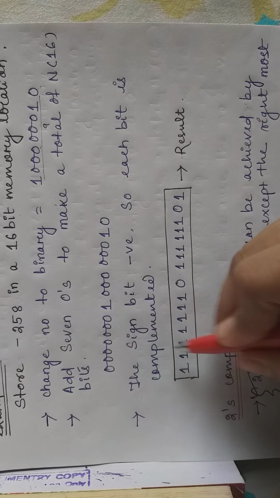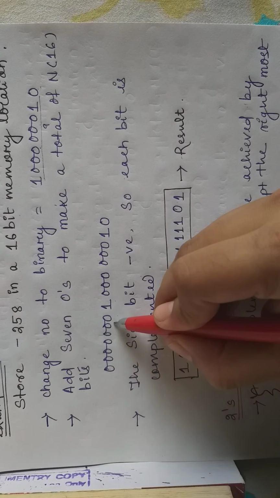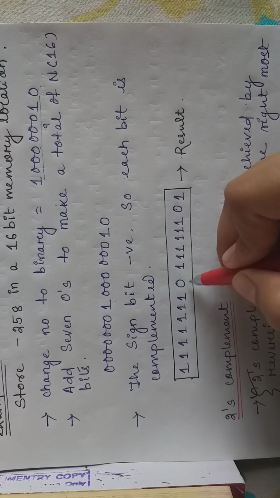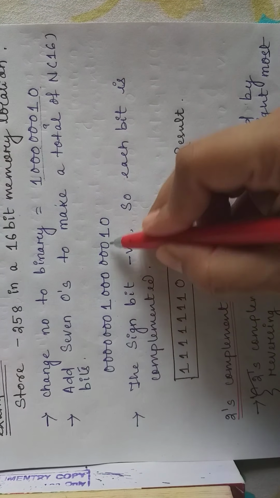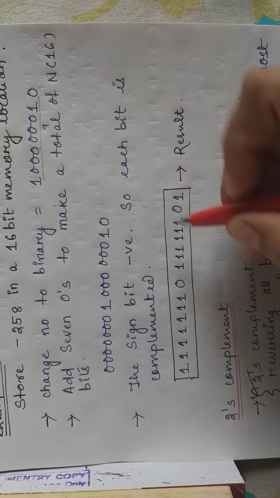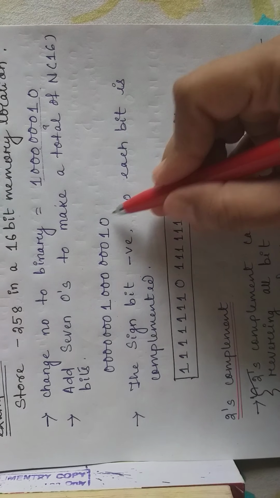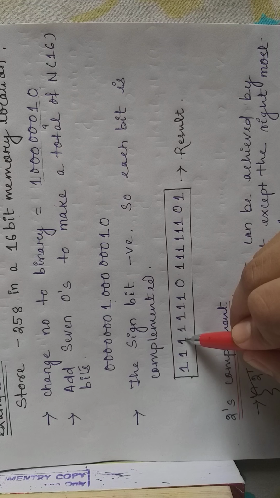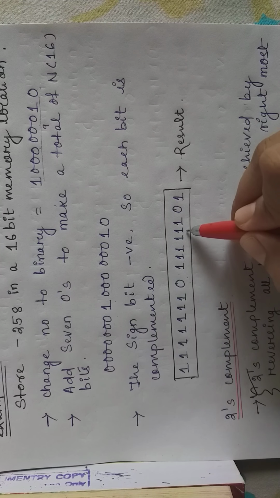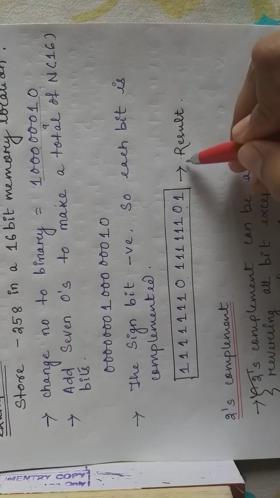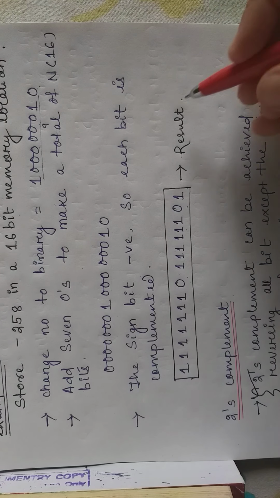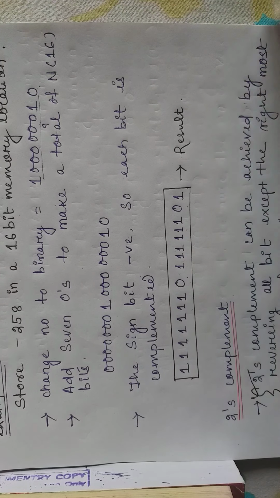That means 71 here, 70 here we are traversed, 71, 1 is converted to 0, all the zeros are converted to 1, 1 is converted to 0 and 0 is converted to 1. The final result is 7106101. This is the final result of minus 258 in 16-bit memory location using ones complement.